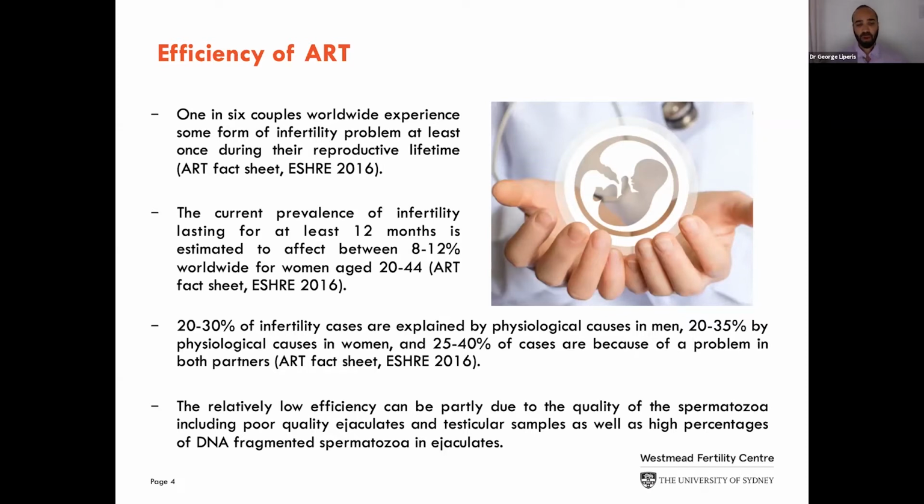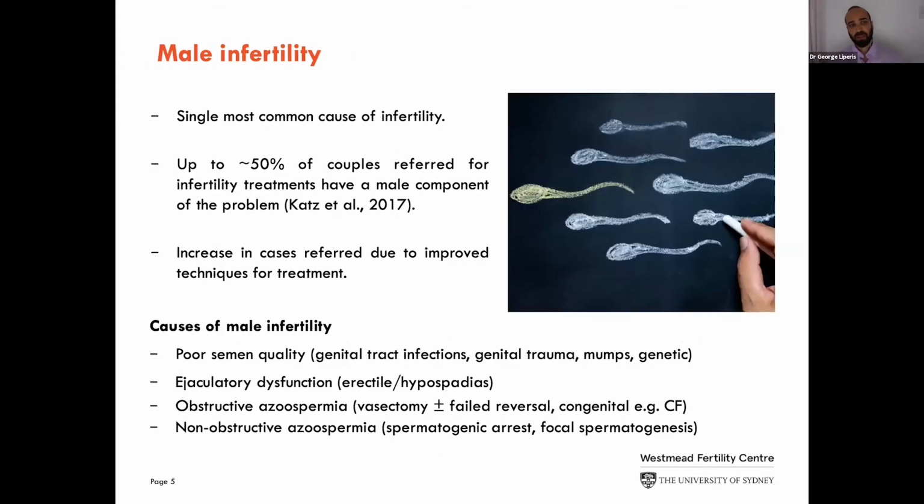So there is a relatively low efficiency of ART, and that could be partly due to the quality of the spermatozoa, including poor quality ejaculates, as well as testicular samples, as well as high percentages of DNA fragmented spermatozoa in ejaculates. So the spermatozoa themselves and the origin of those is quite important. Male infertility is the most common cause of infertility, and we know that up to 50% of couples combined will have a male component in the problem.